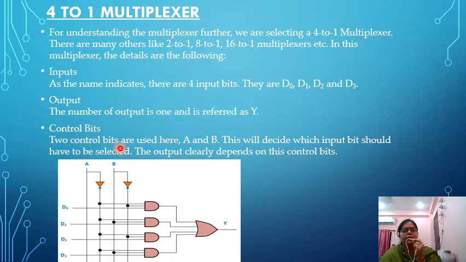Control bits: two control bits are used here, A and B. The complement and non-complement of A, and for B also complement and non-complement. This will decide which input bit should be selected. The output clearly depends upon the control bits. Here are the four inputs, two control bits, and four AND gates making a circuit, and they are joined with the help of an OR gate for the one output.